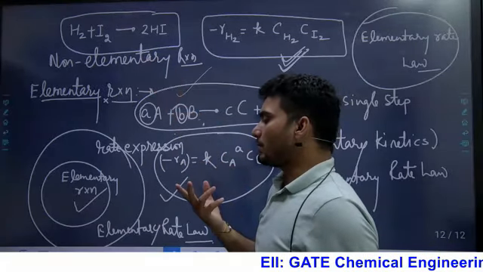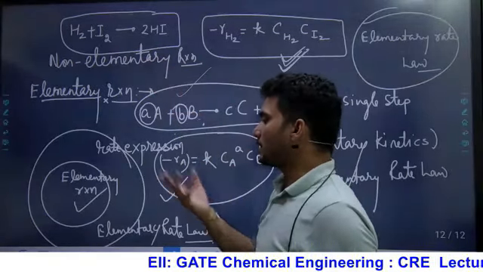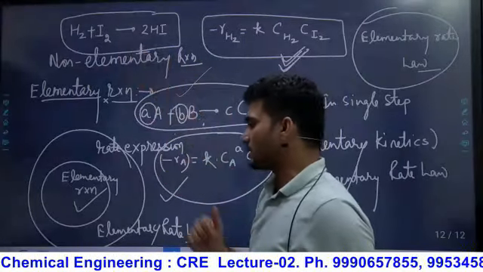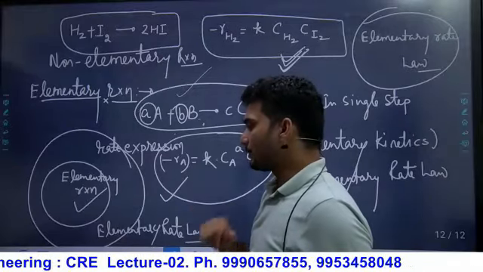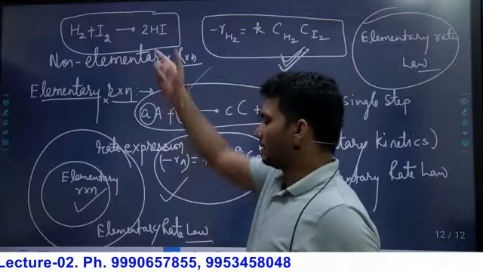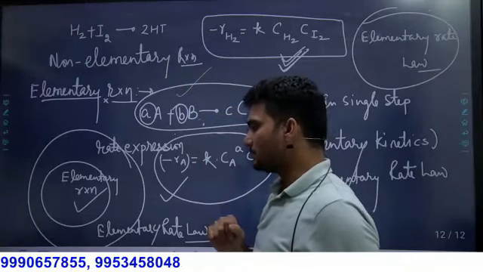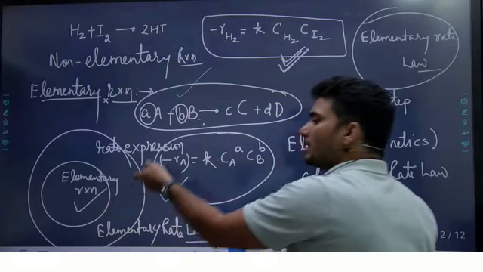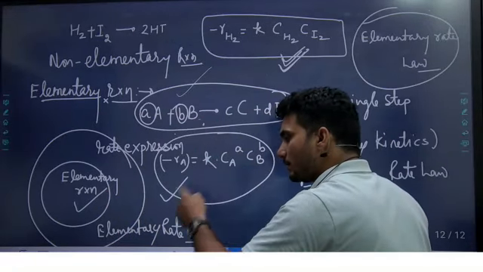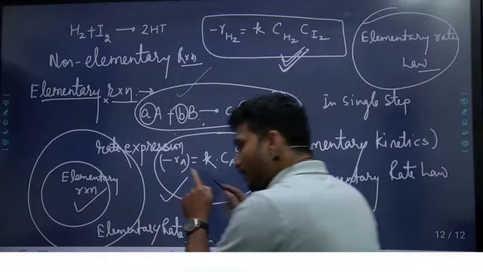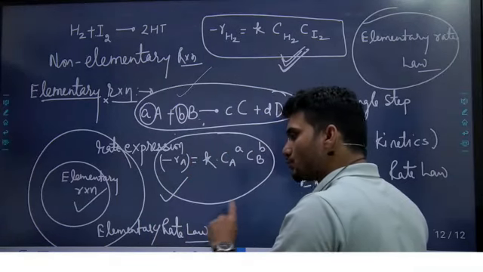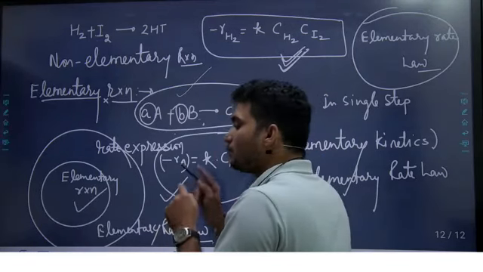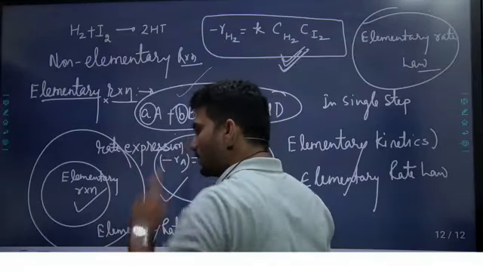Non-elementary rate law, that is not corresponding to the stoichiometry. For this reaction I am finding it as per the stoichiometry. But after that, I am saying that the reaction is a non-elementary reaction. If the reaction is elementary, the rate will be an experimentally found elementary rate law. But if the rate is an elementary rate law, you cannot say the reaction is elementary. This elementary rate law you can find for a non-elementary reaction.